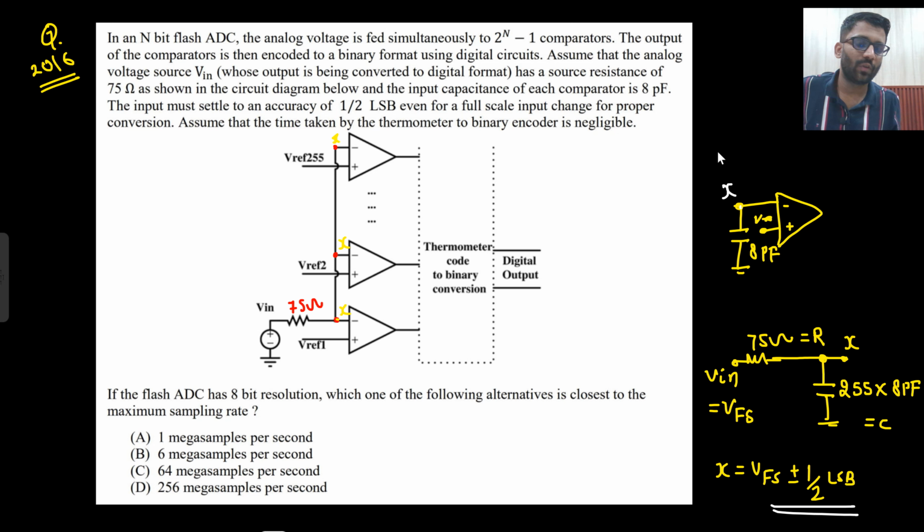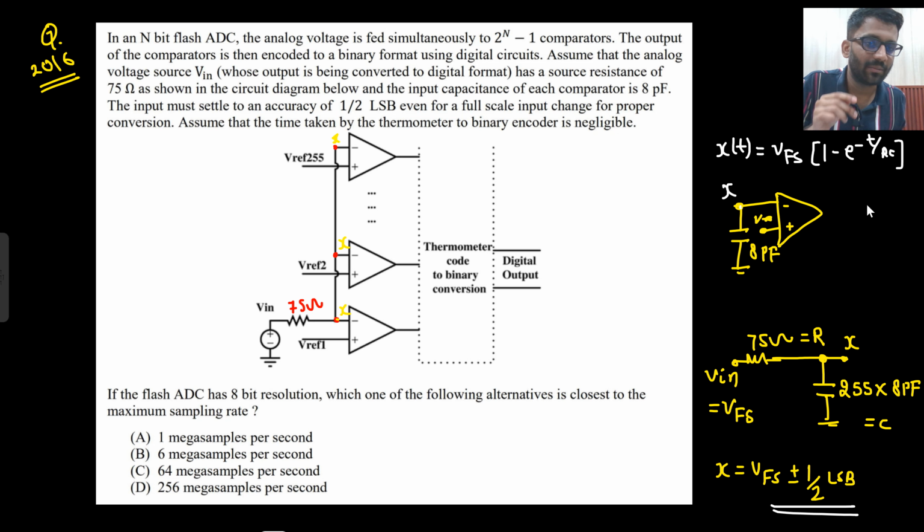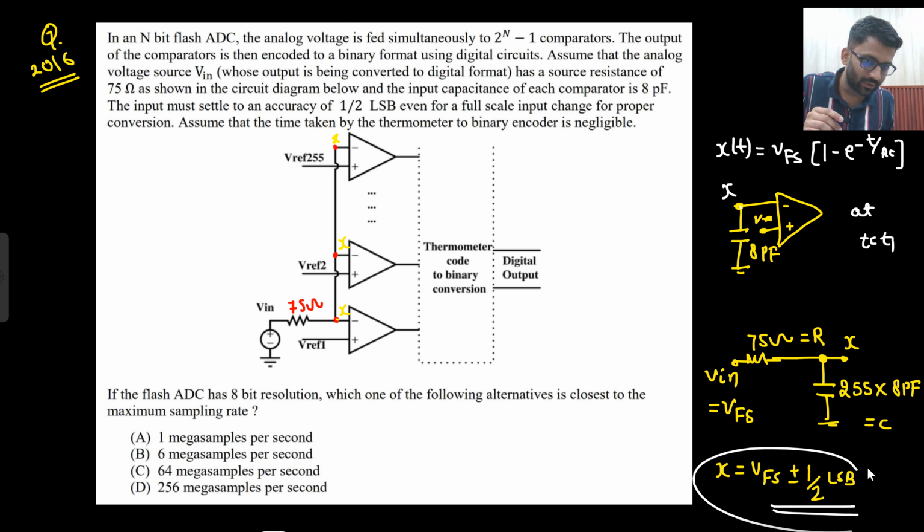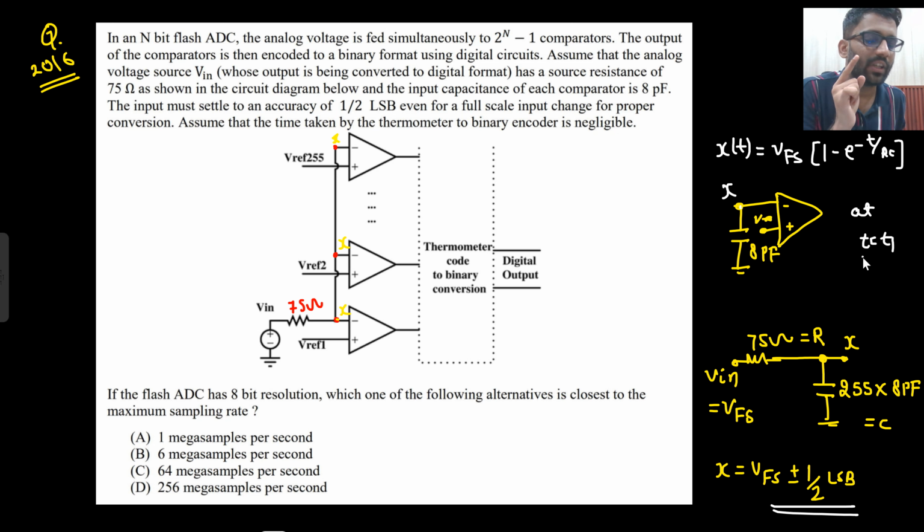How much time will it take? What will be the equation of x(t)? The equation of x(t) will be Vfs e to the power minus t by RC. And I am saying that at t equals t1, my X will be this much. So what do you think, what is t1? I am saying that at t equals t1, my X will be this much of value. So then what is your t1? T1 is the conversion time.